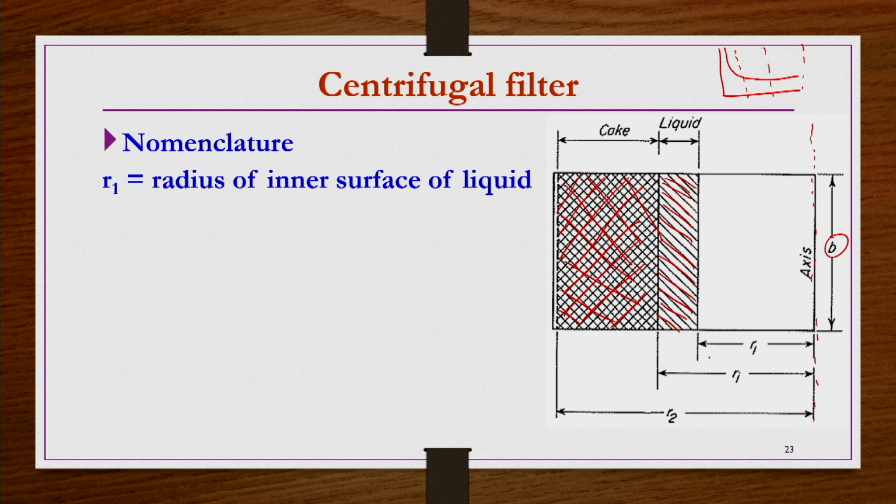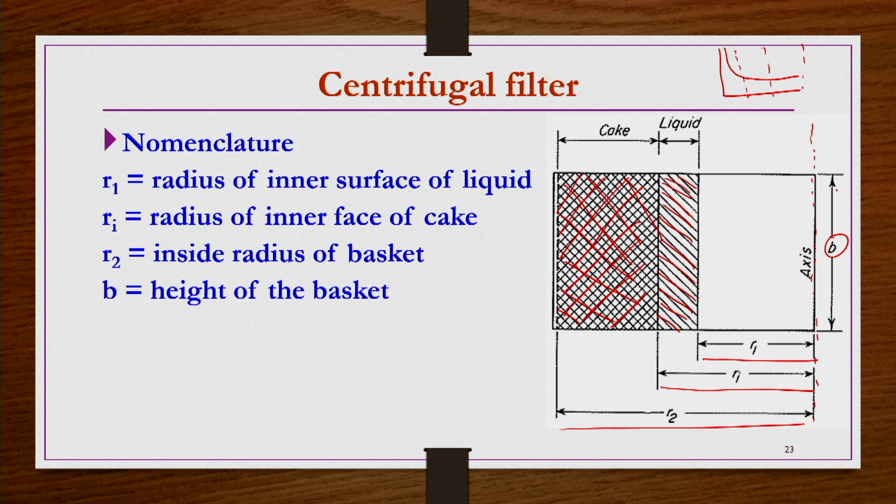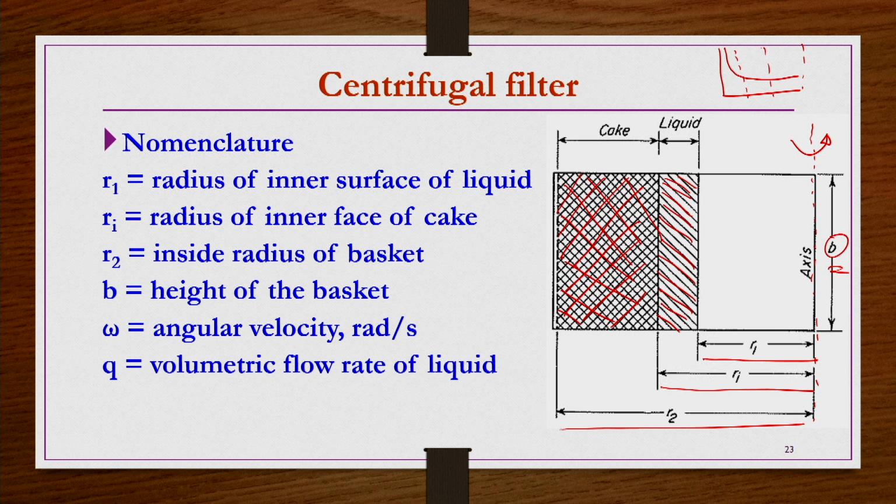So, further nomenclature we can take here. R1 is the radius of the inner surface of the liquid, and Ri is the radius of the inner surface of the cake, and R2 is the inside radius of the basket, and B is the height of the basket, and omega is the angular velocity in radians per second at which the bowl is rotating, and Q is the volumetric flow rate of liquid that is being continuously taken out, rho is the density of the liquid, right.